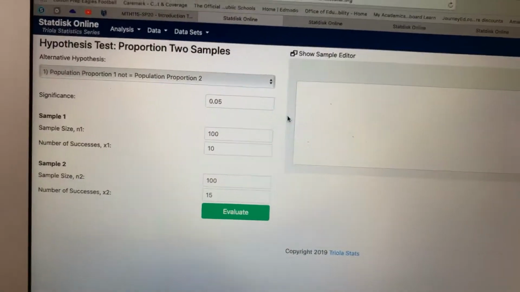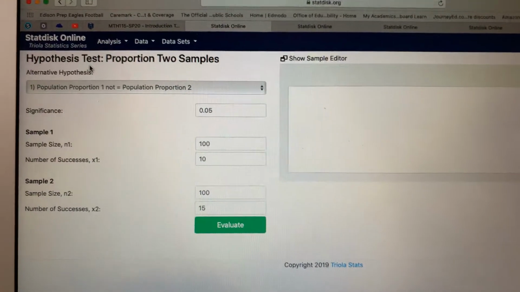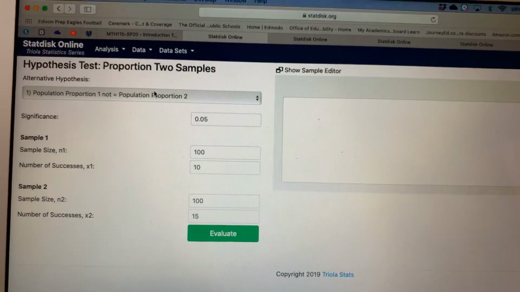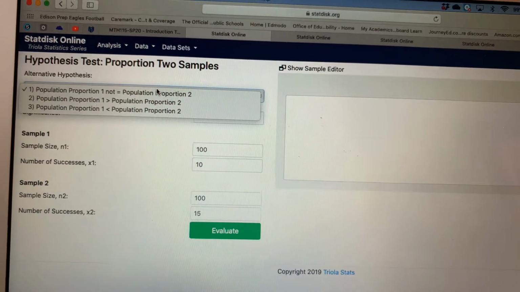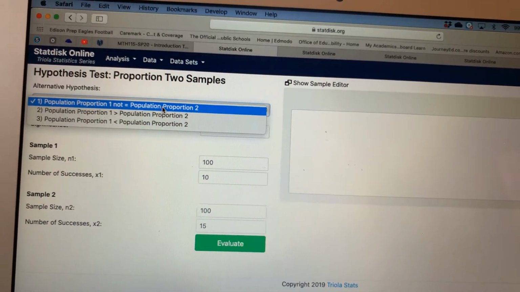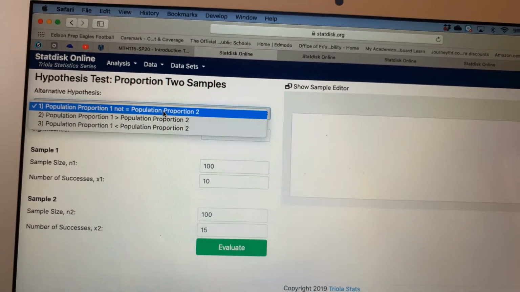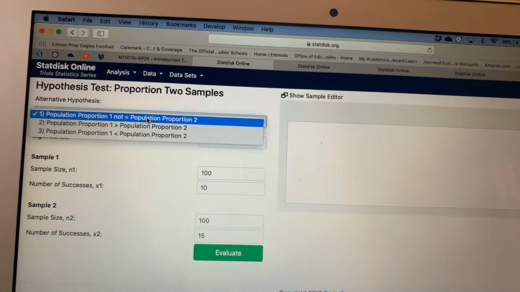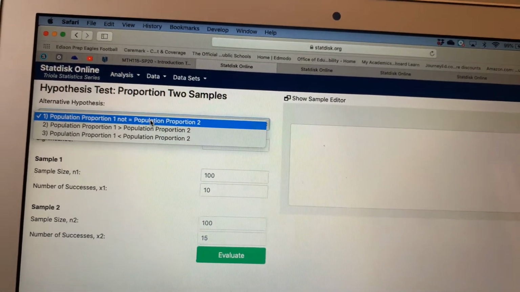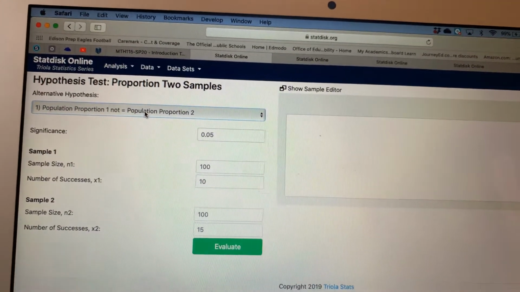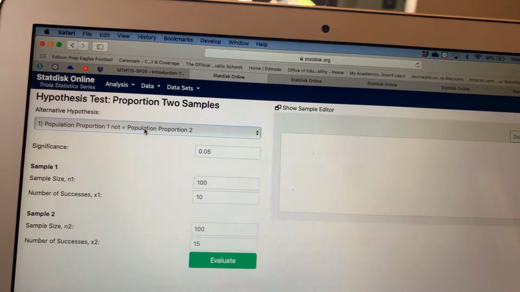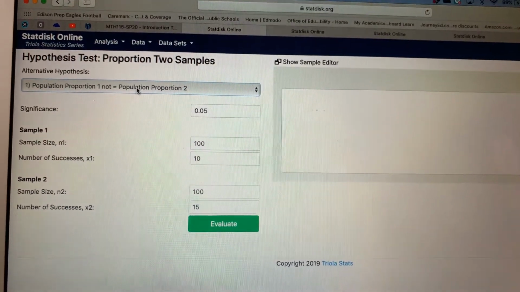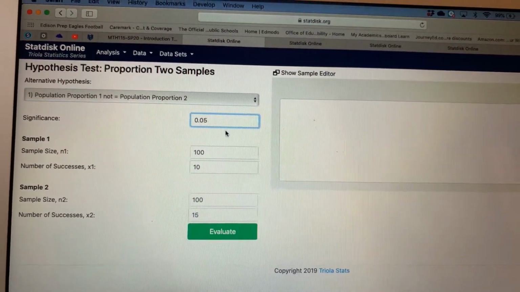Okay, so now we're given this screen. Notice at the top it says the correct thing: hypothesis test, proportion, two samples. We need to make sure our alternative hypothesis is correct. And indeed, we have population proportion 1, or P1, not equal to population proportion 2, or P2. We want that, okay? Be careful on the test. It may be a greater than or less than, and you need to make sure to change it to get the correct p-value. That is the significance level we're using.